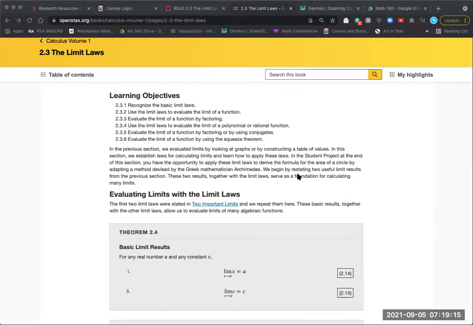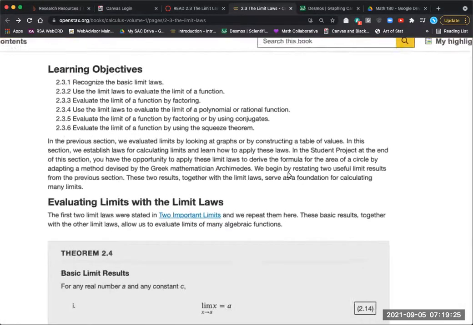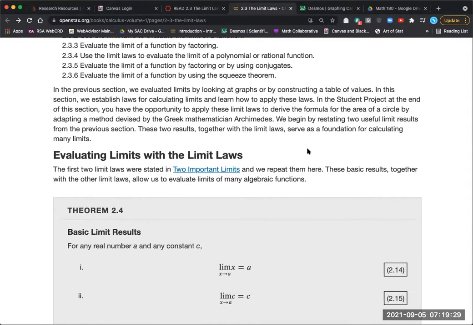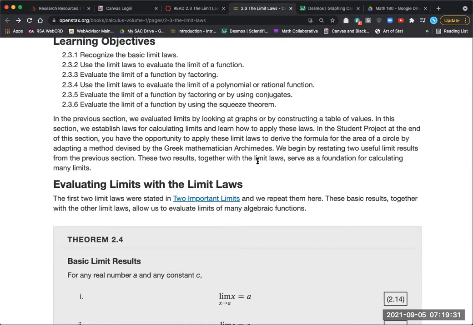Okay, let's look at some of the ideas of lesson 2.3, limit laws. So we've discussed already that we can find the values of limits of a function by looking at graphs or tables. So we get the visual of analyzing what is the behavior of a function at a certain value.